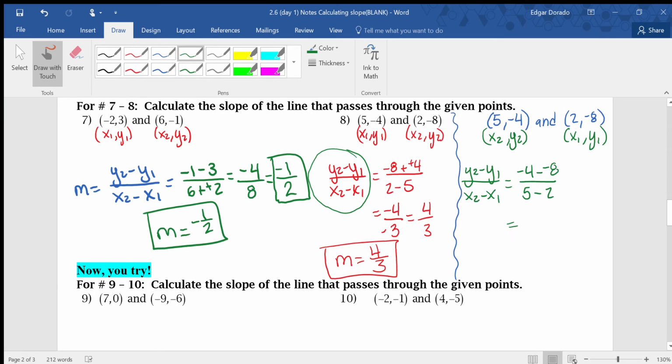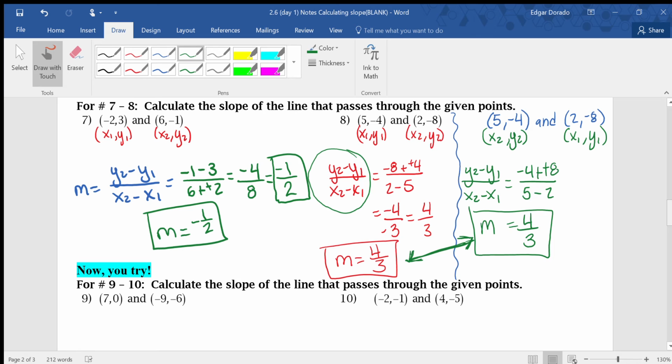So negative 4 minus a negative 8 is really a positive, so negative 4 plus 8 is actually a 4. 5 minus 2 is a 3. So my slope here is 4/3, and look at that. Both of these are exactly the same. Okay, so that's a property of slopes. It doesn't matter whether you were to have started with the first point or the second point, as long as you're using both of those same exact points, and as long as you keep the formula for slope consistent.